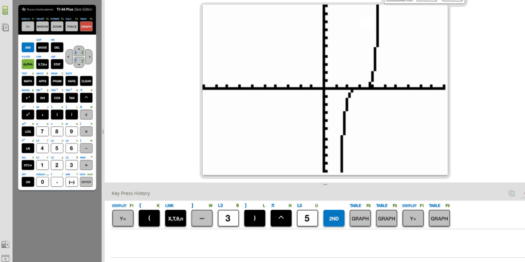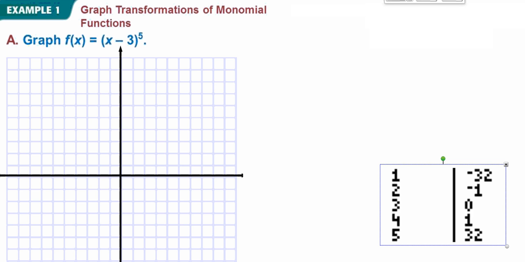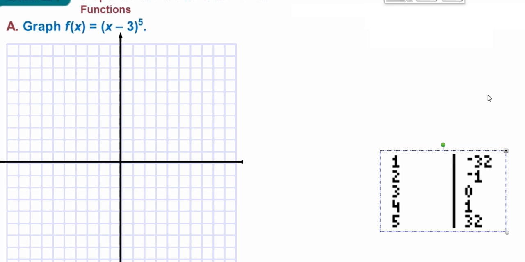I'm not going to get a whole lot of points on here, but I think I can get at least a few just to give me some marked points so that it's easy to see. I think at 2, I'm at -1, so I'll put that point on there. At 3, I'm at 0. At 4, I'm at 1. And then at 5 or at 1, I'm at -32, and then I'm at 32. So I'm not even going to cross that vertical line.